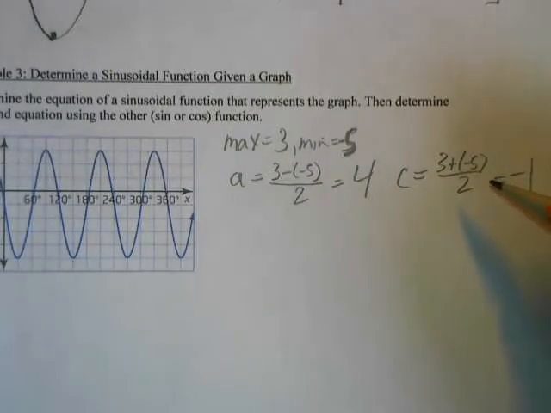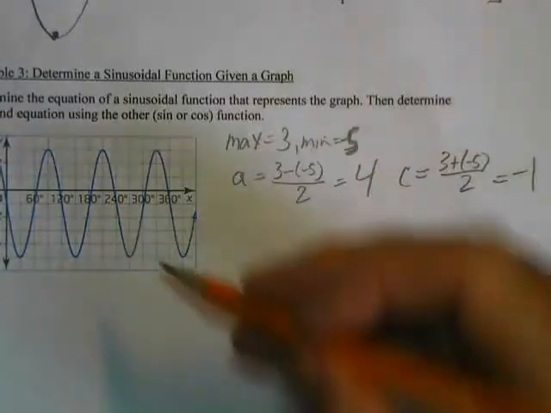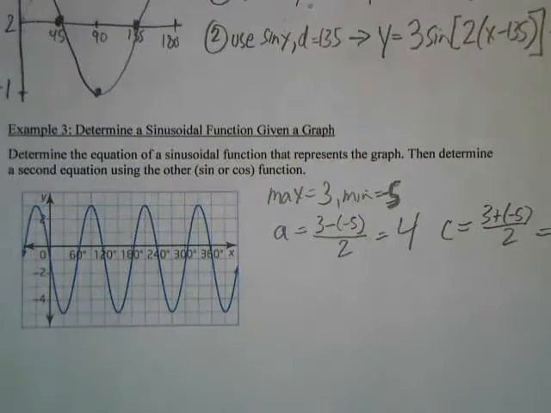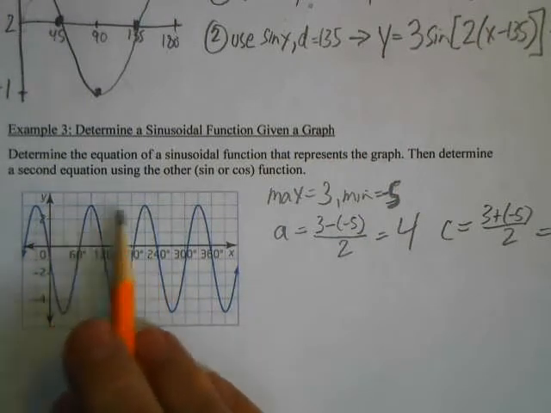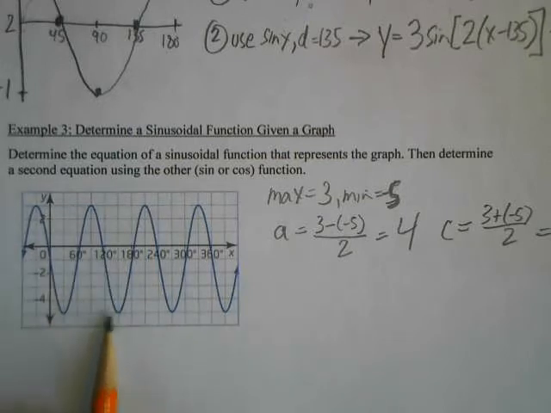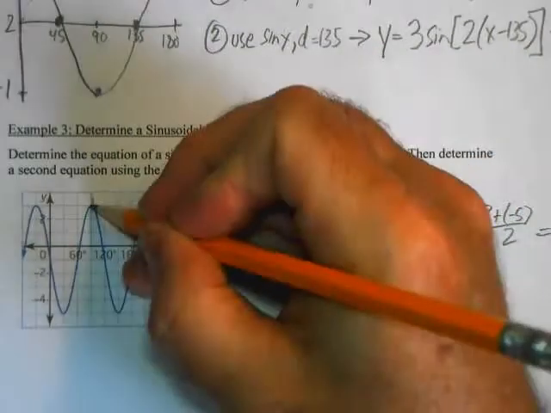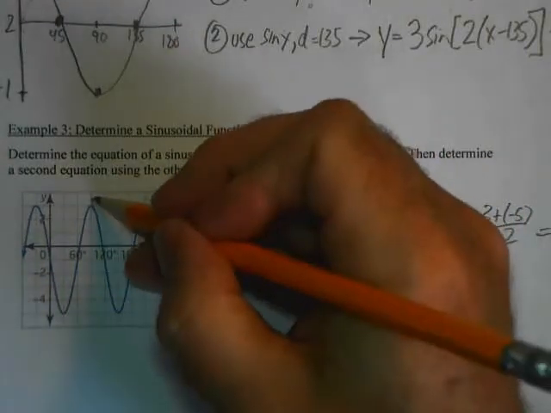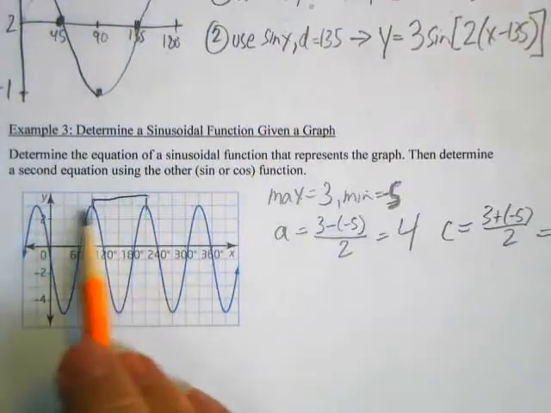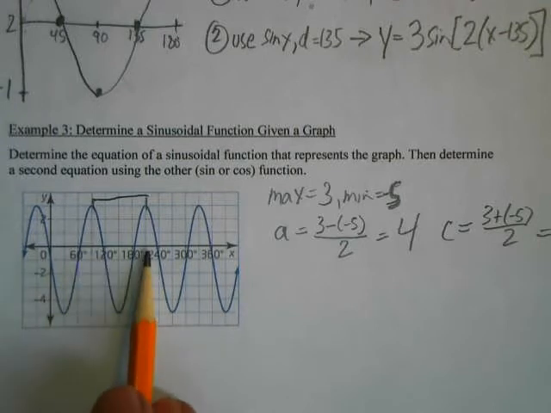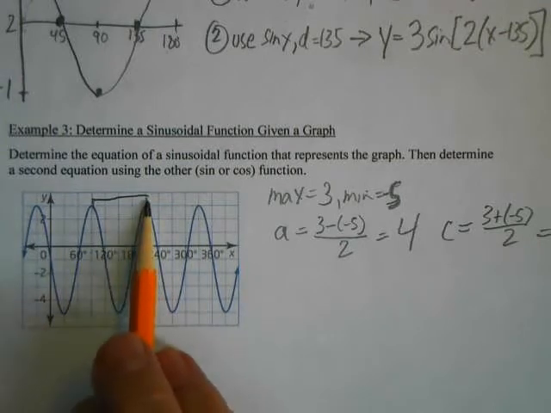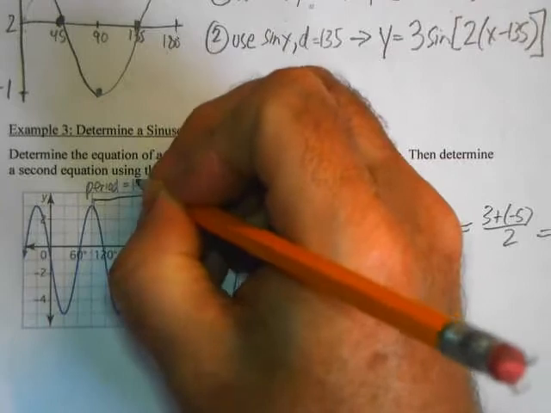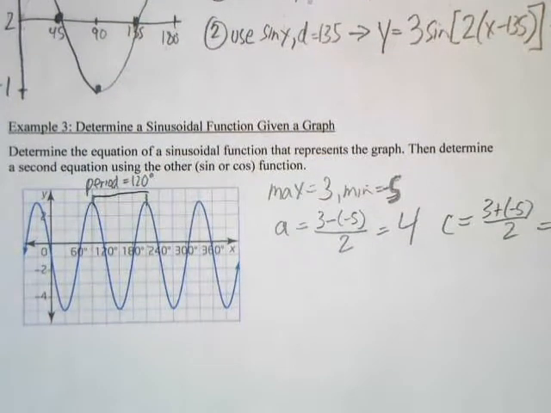Now I need to get my K value, but in order to get my K value, I need to figure out what the period is. So how do we do that? There's several ways, but the best way is to find 2 maxes that are next to each other, or 2 mins that are next to each other, and find the difference between them in terms of degrees. Okay, so there's the first max, there's the second max, and I find the difference between them. So that's 90 degrees. That is 210. So 210 minus 90 gives me a period of 120 degrees.